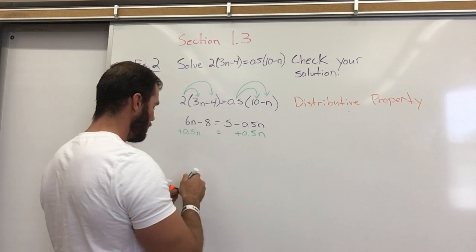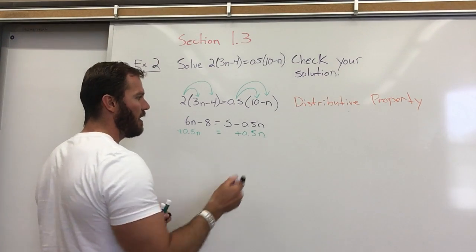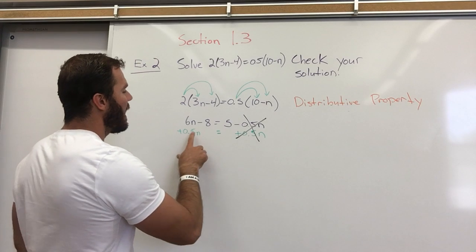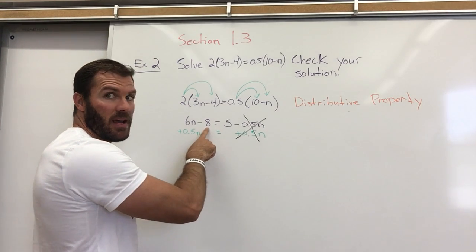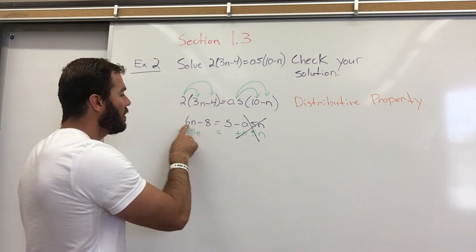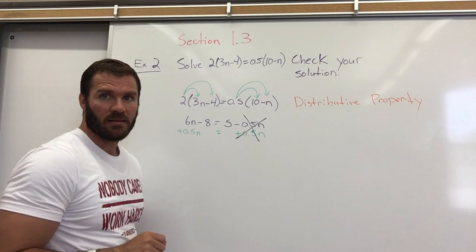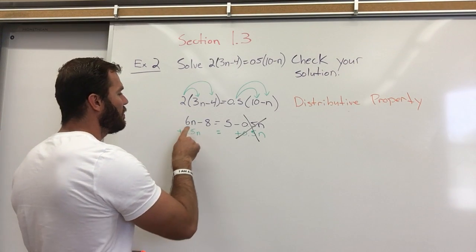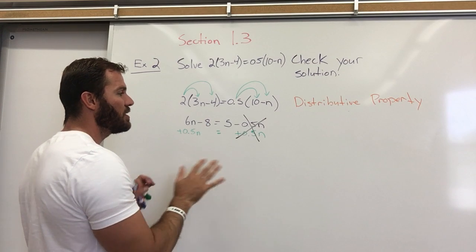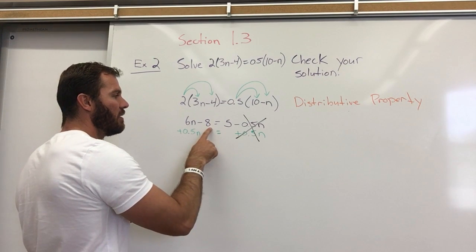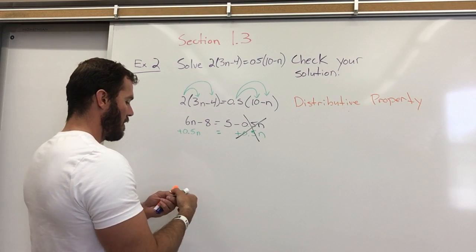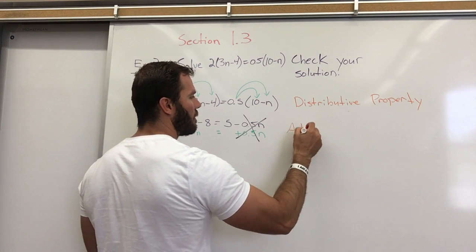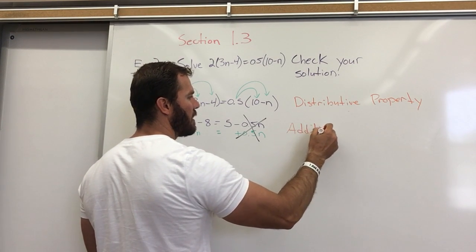Now, the 0.5n over here cancels out. You cannot add 0.5n to that negative 8. It only goes to the 6n. Okay? That's the like term. You can't do 6n minus 8. Makes no sense because this has no n. So we just did addition property of equality by adding on both sides.